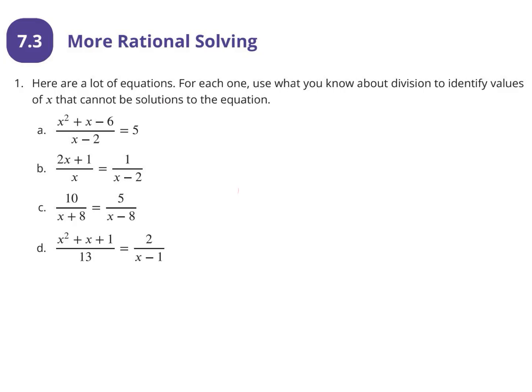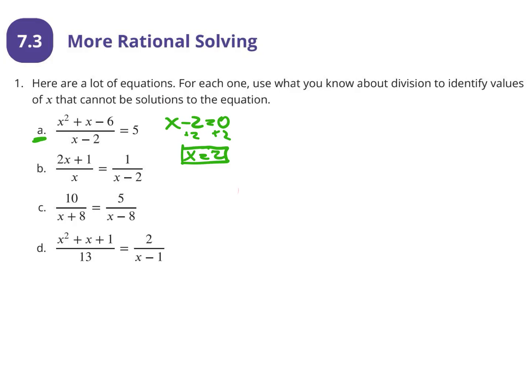Here are a lot of equations. For each one, use what you know about division to identify values of x that cannot be solutions to the equation. All right, so we're going to start with A. If I set the denominator equal to 0, I get x minus 2 equal to 0. If I add 2 to both sides, x equals 2 does not work. It is not a solution. You can find x equal to 2, but if you get x equals 2, it doesn't work because it makes the denominator 0.